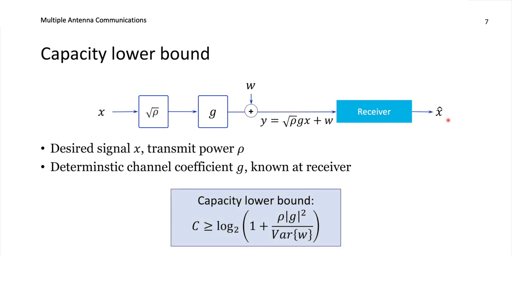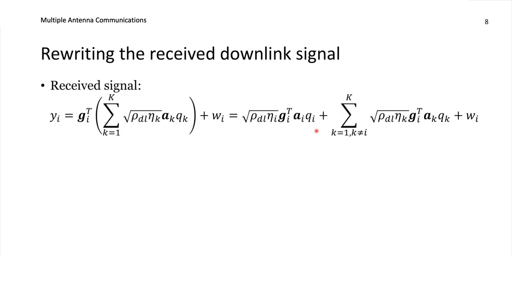And then we talked about in the previous video that the capacity lower bound that we can achieve in this case is that the capacity is greater or equal to log2 of 1 plus a signal to interference and noise ratio, which is like taking the transmit power rho, we take the absolute value squared of the channel coefficient G, and then we divide by the variance of this term W. And we have equality here when W is something that is complex Gaussian and independent of X. But in general, W might not be Gaussian distributed. It might not only contain noise, but also interference. It might even contain part of the desired signal X. But we can still use this bound here as long as we have a W term which is uncorrelated with X. And that is what we're going to do. So if we look back now at this received signal at user i.